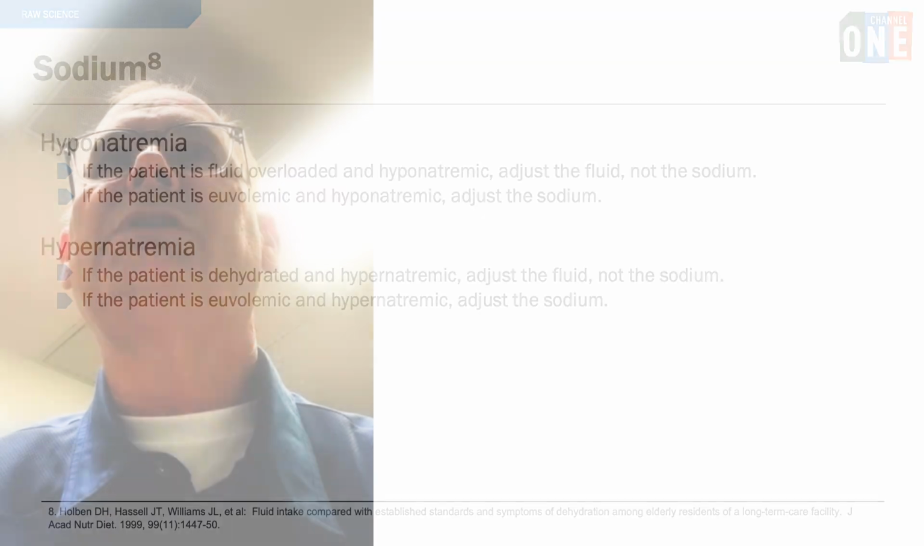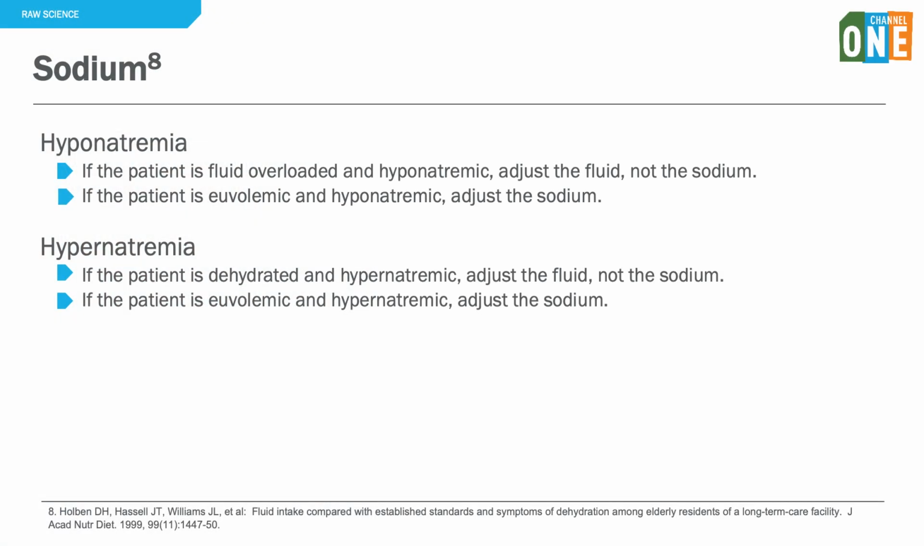When dealing with sodium, first determine the fluid status of the patient. Hyponatremia is typically a result of fluid overload or inadequate sodium intake versus excessive sodium excretion. If the patient is fluid overloaded and hyponatremic, adjust the fluid volume, not the sodium. If the patient is euvolemic and hyponatremic, adjust the sodium. Hypernatremia is typically a result of dehydration or excessive sodium intake versus inadequate sodium excretion. If the patient is dehydrated and hypernatremic, adjust the fluid volume, not the sodium. If the patient is euvolemic and hypernatremic, adjust the sodium.